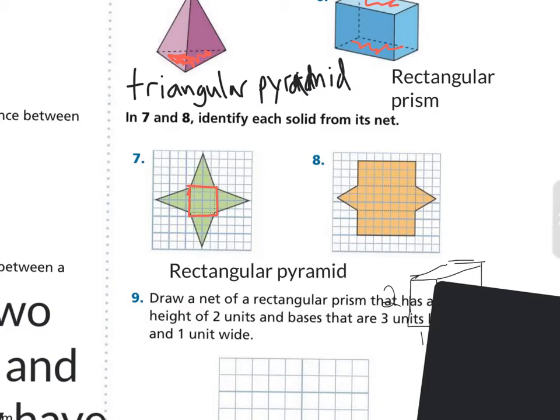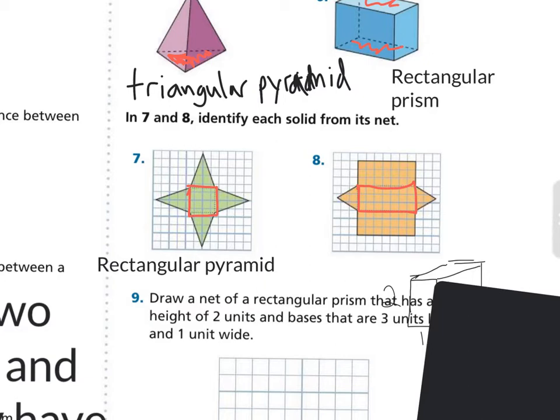This one, if we count our squares, we could possibly call this a square pyramid as well. That would be okay. Number 8, again, looking in the middle of this figure, we have a rectangle. So we might look at that and say, well, that's going to be our base. It's actually different on this problem, though.